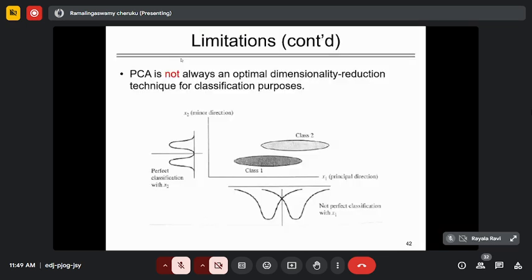PCA is not always an optimal dimensional reduction technique for classification purposes. If PCA were the best one, there would be no existence of other algorithms. But PCA is not always optimal. There are still other techniques which work better than PCA, exclusively for classification purposes.